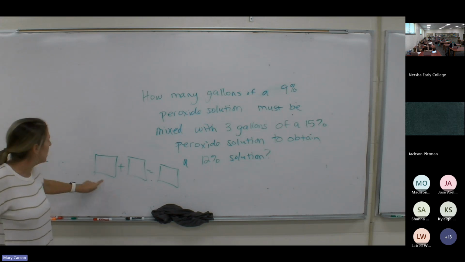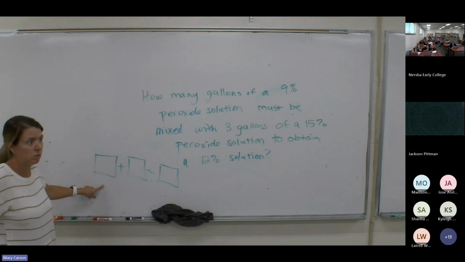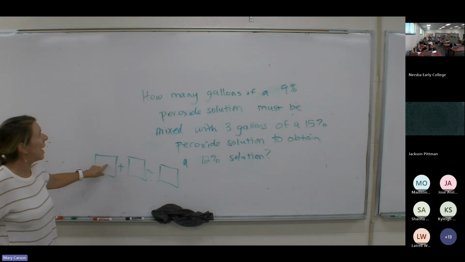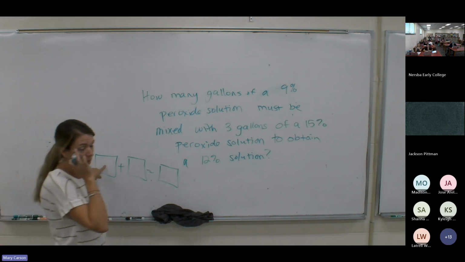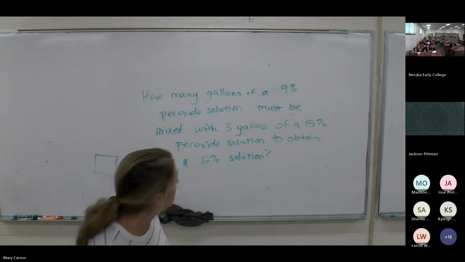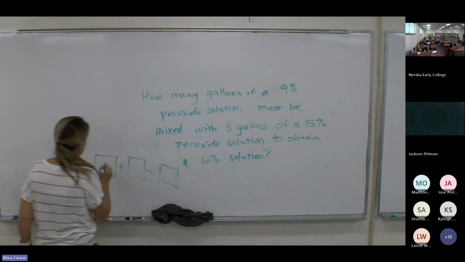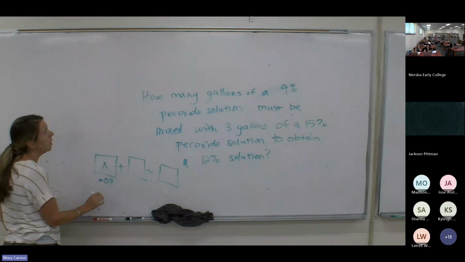So remember I told you guys you're going to put the percentages on the bottom. And when you do percentages, you need to change them to a decimal. So how many gallons? So what is this going to be here? X. And then we're talking about what mixture? Yep, 0.09, good. That's going to be 0.09 down here, okay?